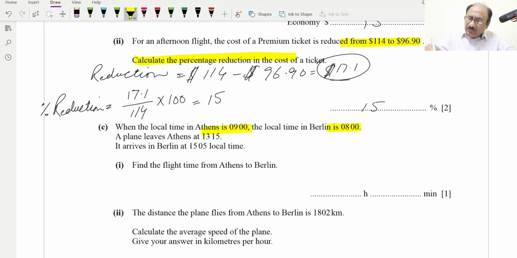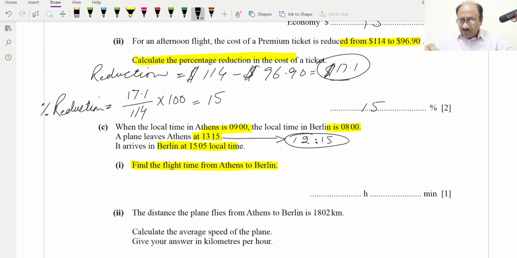And next part, when the local time in Athens is 9, the local time in Berlin is 8. It means Berlin is 1 hour behind. A plane leaves Athens at 13:15. So Athens time will be 13:15, and Berlin time will be 12:15. So according to Berlin time, the plane is leaving at 12:15. It arrives in Berlin at 15:05 local time. So we have to find the flight time from Athens to Berlin.